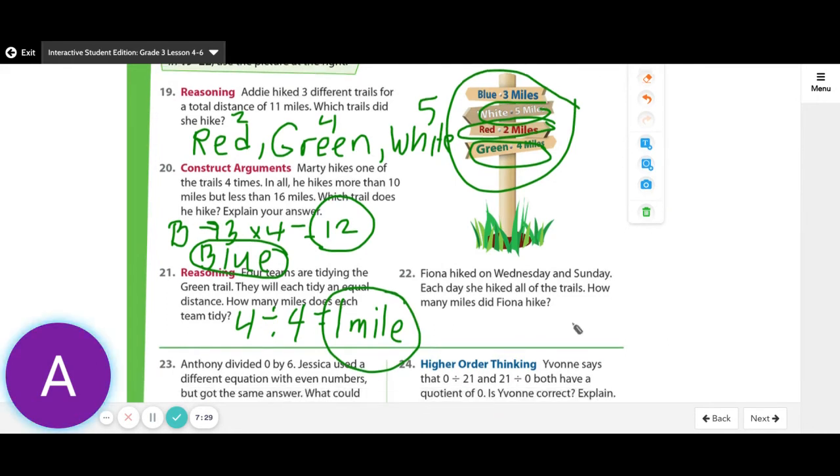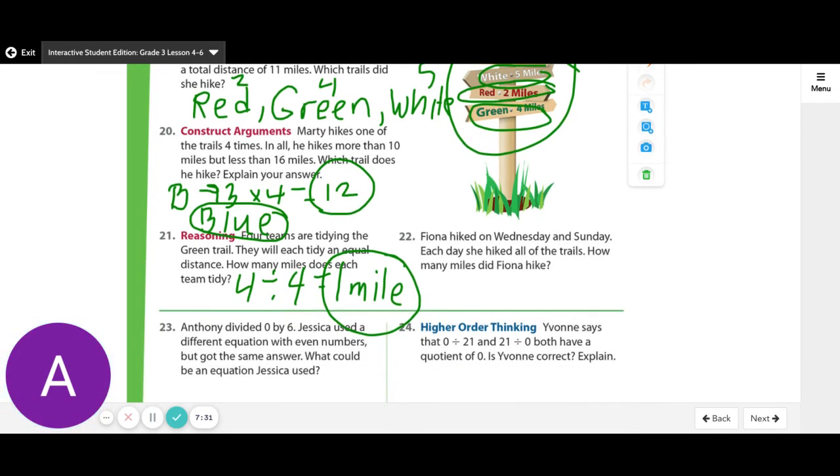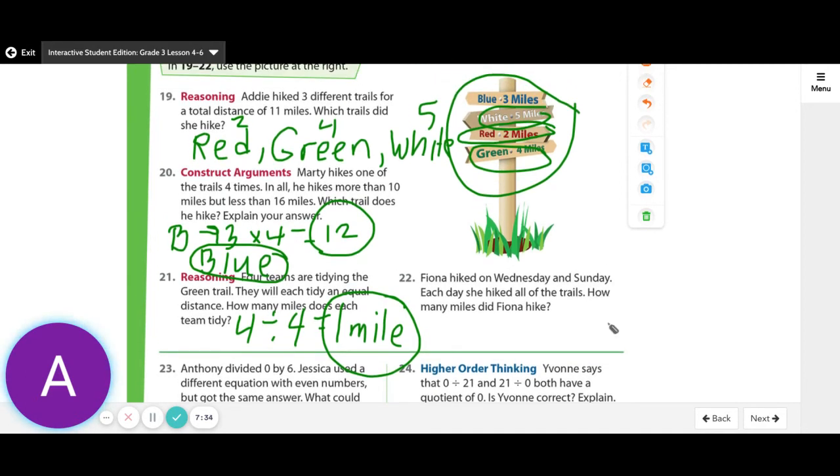Number 22. Fiona hiked on Wednesday and Saturday. Each day she hiked all of the trails. How many miles did Fiona hike? So we want to add up all of the trails. So we would add 3 plus 5 plus 4 plus 2. That would give me 3 plus 5 is 8, plus 4, 9, 10, 11, 12, plus 2 more is 14. But that's not my answer because she hiked on two days, so we'd have to do 14 plus 14 to get our total, which would give us 28 miles, and I'm going to shorten that to MI.